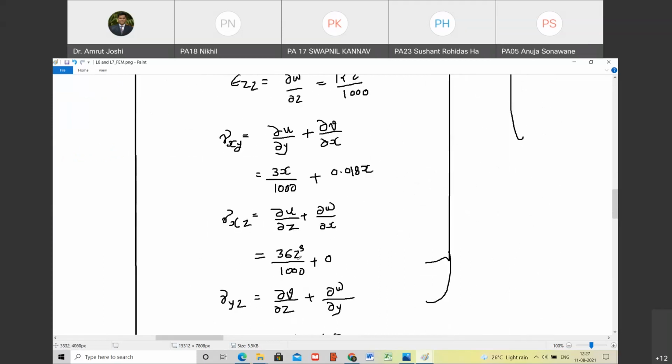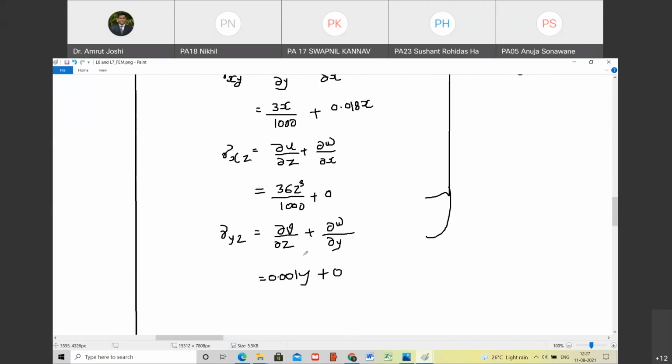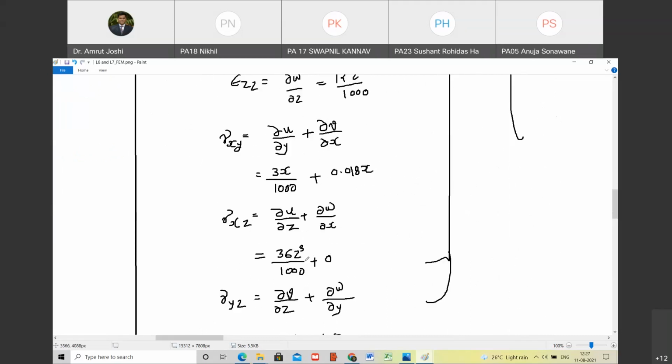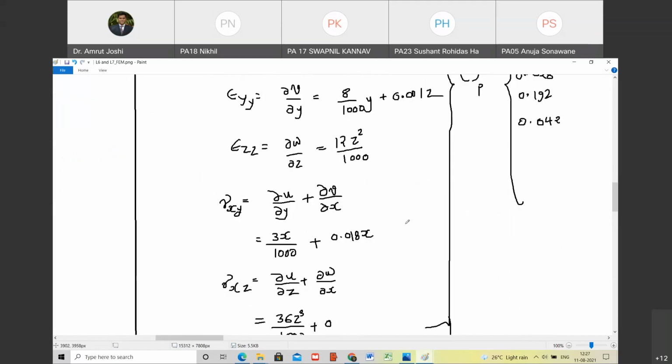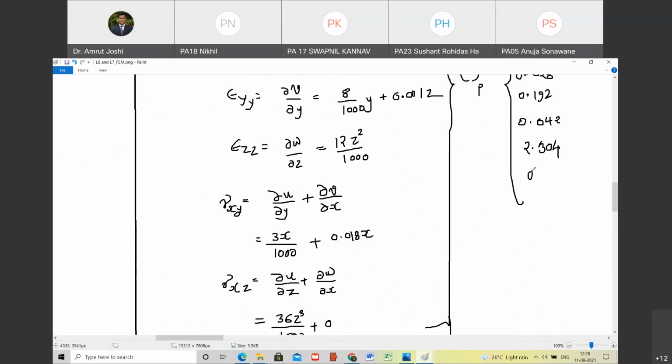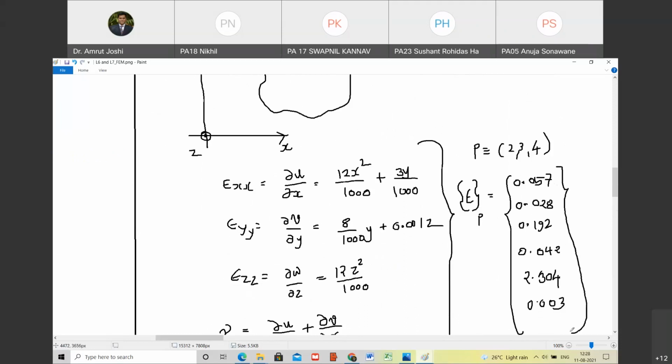Now next, substitute z equal to 4 here. It is 2.304. Then substitute y equal to 3. It is 0.003. Yes, sir. So these are the strain tensor components at point P.